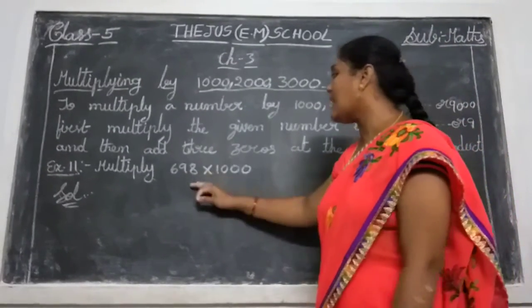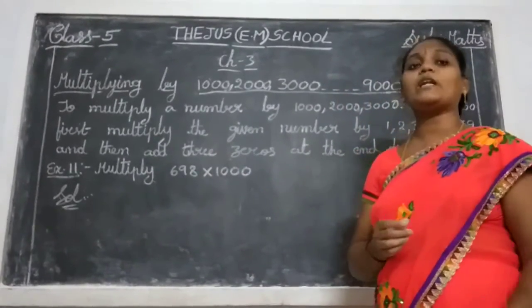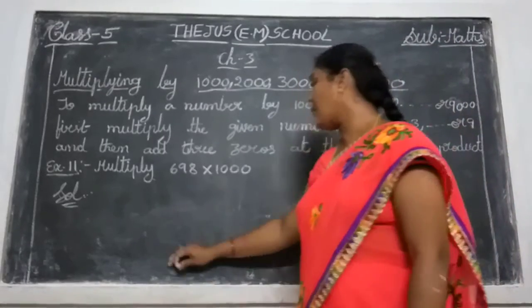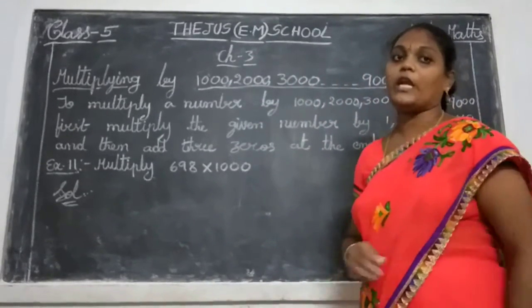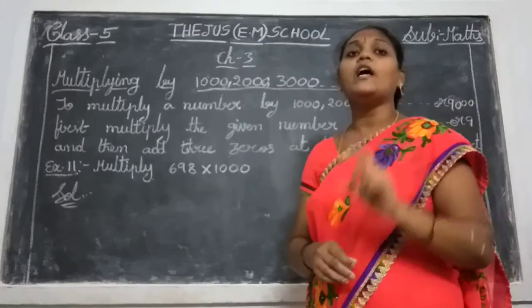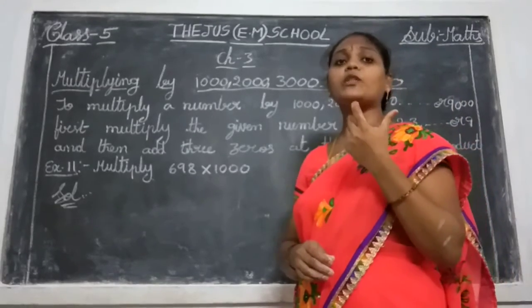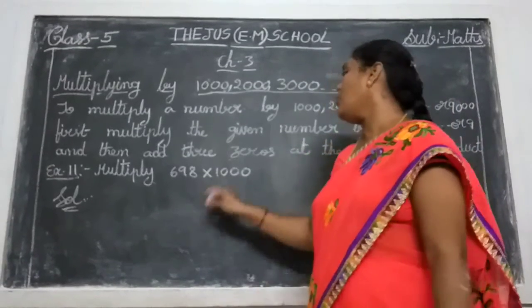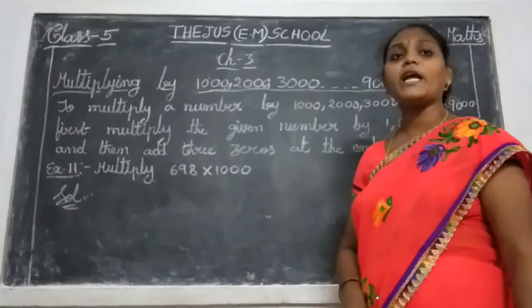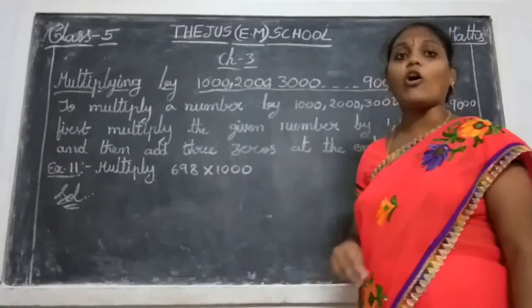Now we multiply with 1000. When we multiply with 10, that becomes the product, and we put 0, only 1 zero. When we multiply with 100, we put 2 zeros at the end of the product. Now 3 zeros we put here. Why? Because 1000 is 1000.